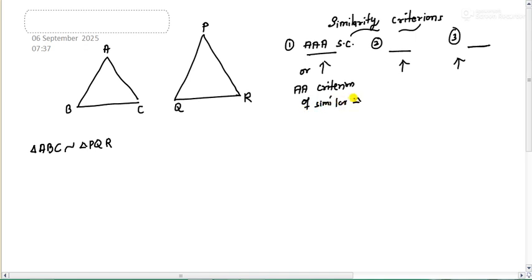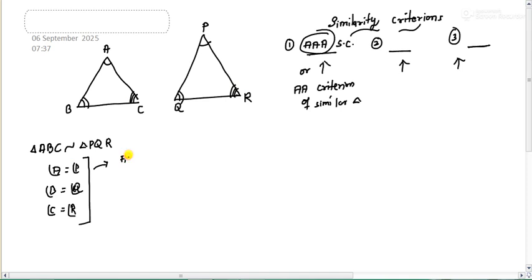Now what is it? See, I will explain this first. These two triangles are given. If the three corresponding angles are equal, like angle A is equal to angle P, angle B is equal to angle Q, so definitely angle C will be equal to which one? R, correct? So this is the first condition. If these three corresponding angles are equal, their corresponding sides will be in the same ratio.